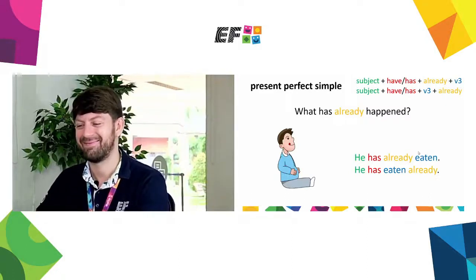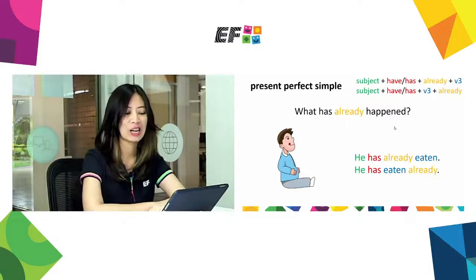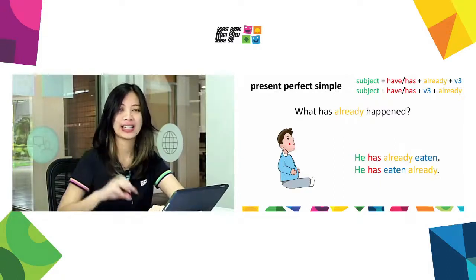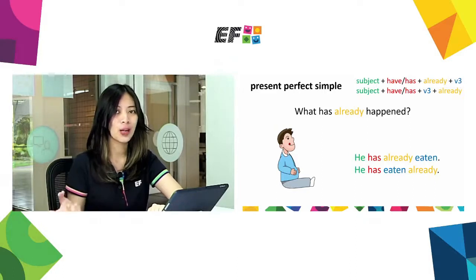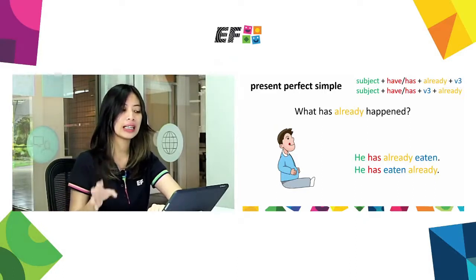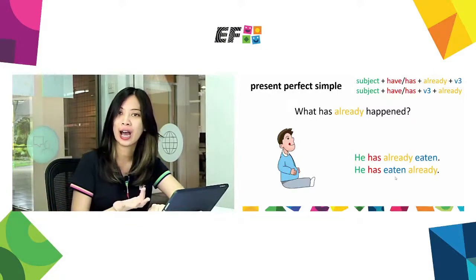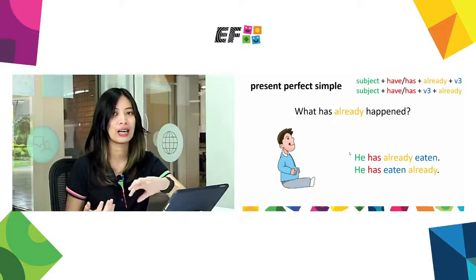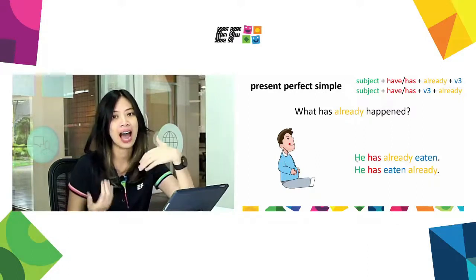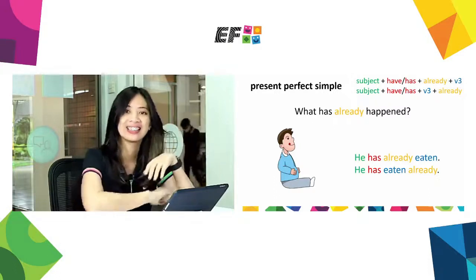Nice. Jadi teman-teman bisa pakai already itu di tengah-tengah maupun di akhirnya ya. Bisa di has already eaten atau he has eaten already. Tadi juga ada yang bilang he has full. Nah, itu bisa juga cuman, ini kita lagi belajar present perfect simple, dan kita mau apa sih action-nya, bukan adjective-nya. Jadi kalau full itu adalah adjective, di mana menjelaskan tentang keadaan. Sementara sekarang, apa sih yang dia lakukan? Oh, dia udah makan. Itu.